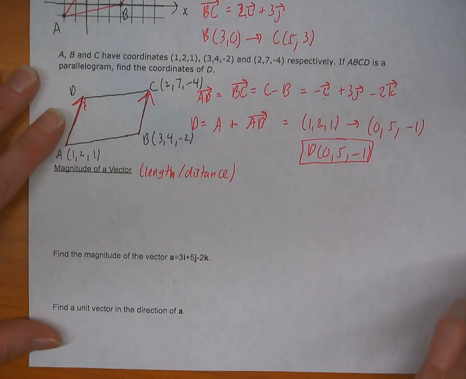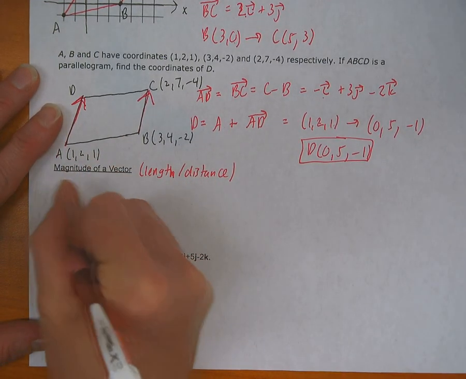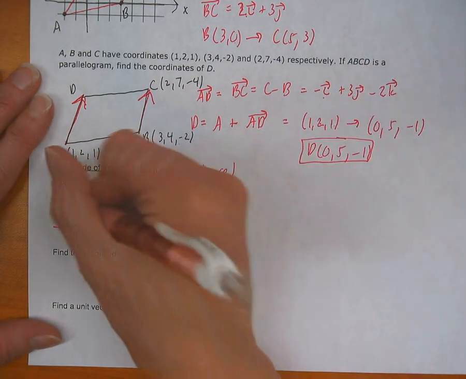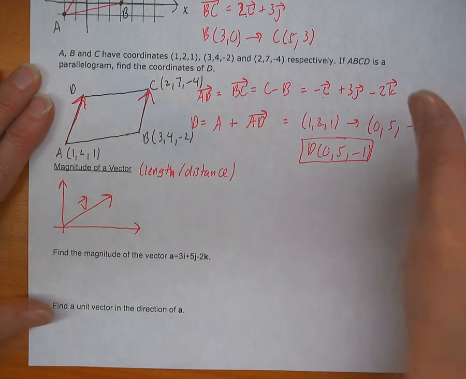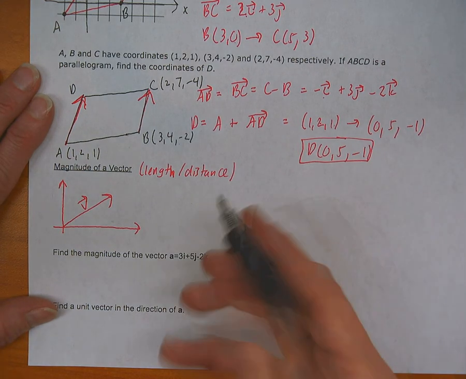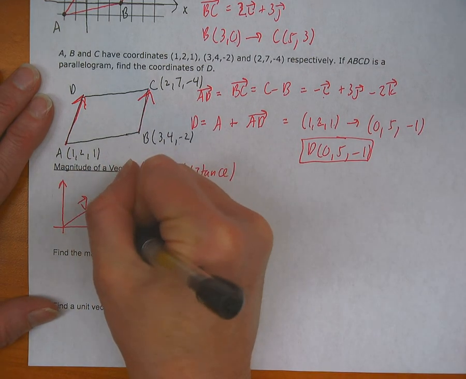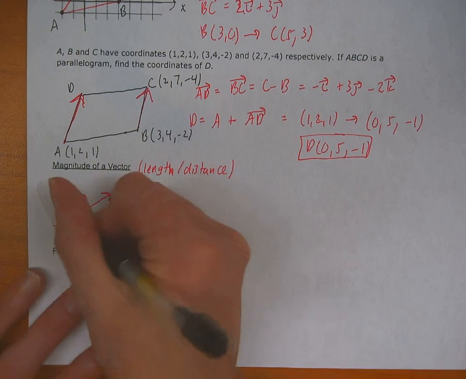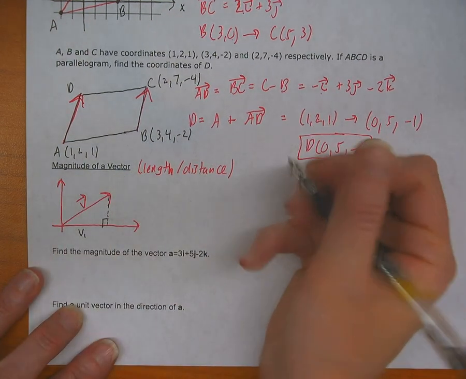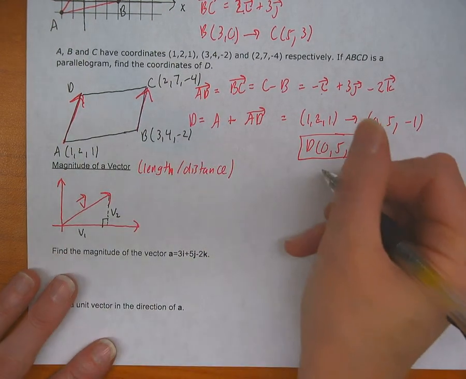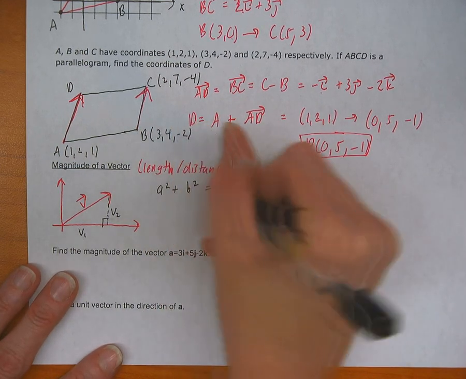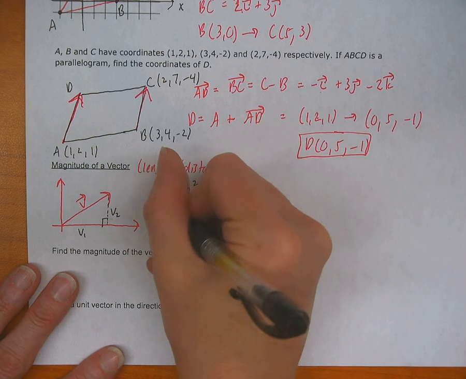So in 2 dimensions, we have some vector v. So this is vector v here. Notice that vector v will form a right triangle if you drop down to the axis. So if we think about the components of vector v, the x component, let's just call it v1. The y component, let's call it v2. By simply using the Pythagorean theorem here, we can substitute those in.